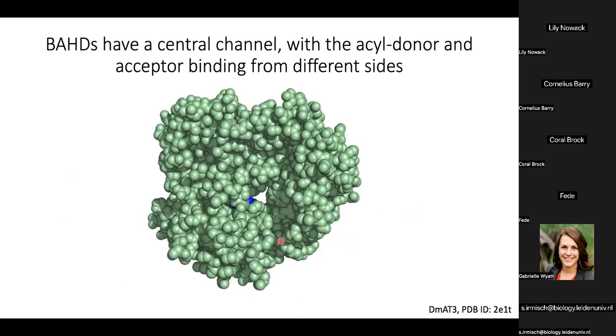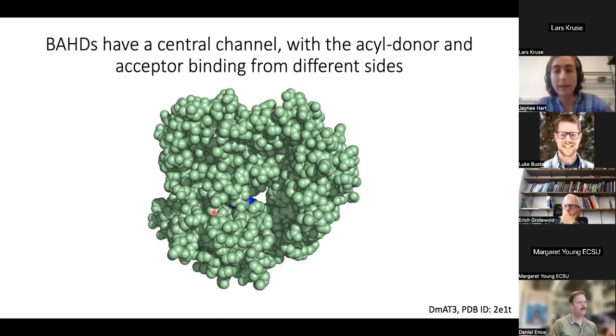So how does this catalysis actually happen? If you look at a space filling model of a BHD, in this case, this isn't the malonyl transferase of anthocyanin, I like this structure because it has a ligand bound to it. But when you look at the space filling model, what you see is that BHDs have a central channel on the inside. And this is where the molecules will go into the protein for catalysis.